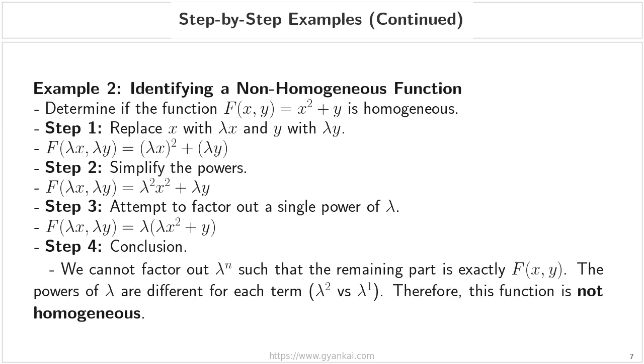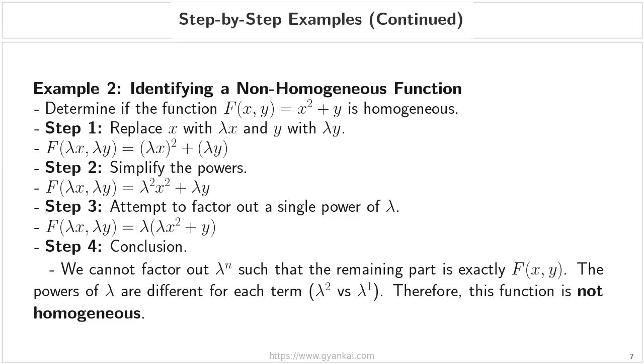Step 4. Finally, we reach our conclusion. Look closely at what remains inside the parentheses. It is lambda x squared plus y. This is not the same as our original function, f of x comma y. As you can see, the powers of lambda are inconsistent. The first term has a power of 2, while the second term only has a power of 1. Because we cannot factor out a single lambda raised to a power n to recover the original function, we must conclude that this function is not homogeneous.